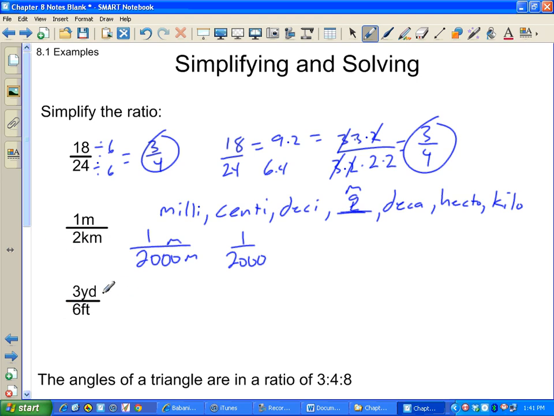Here the same thing, I need to convert to the same units, and usually you want to take your bigger unit and make it the smaller one just so you don't get decimals. So 3 yards, I'm going to convert that into feet. So I'm going to times it by 3, so I get 9 feet over 6 feet, and then reduce this to 3/2.